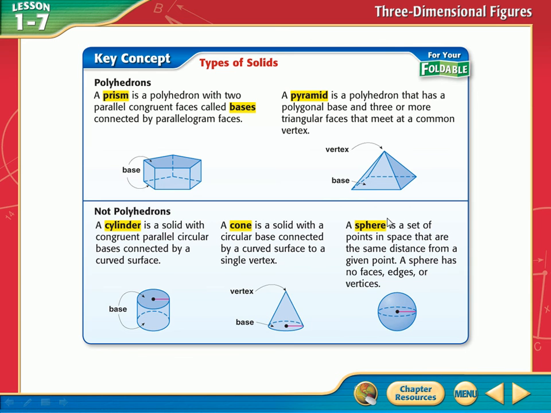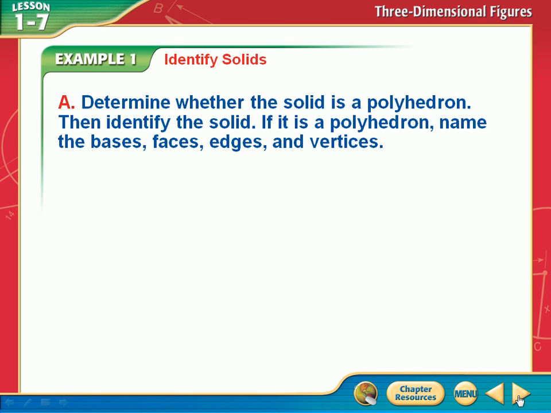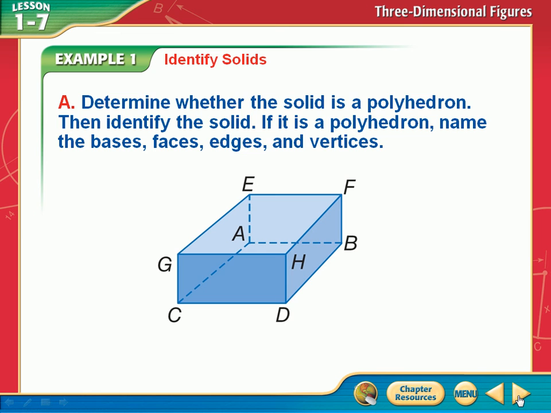So there's your explanation of what these shapes are. Now I think we're going to talk about the formulas. Here's a little example. This is nice. Let's look at it. It says determine whether it's a polyhedron. First of all, is that thing a polyhedron? Yes, because what's a polyhedron?